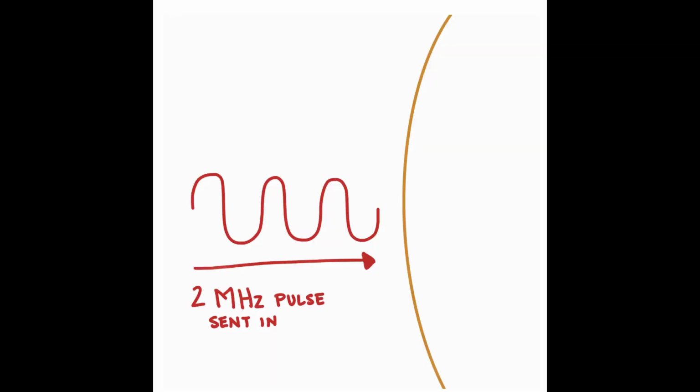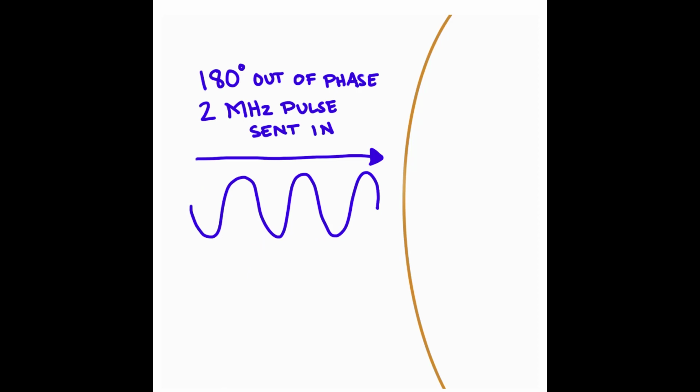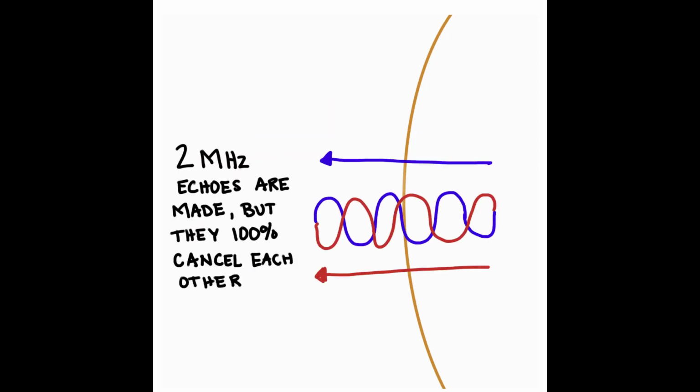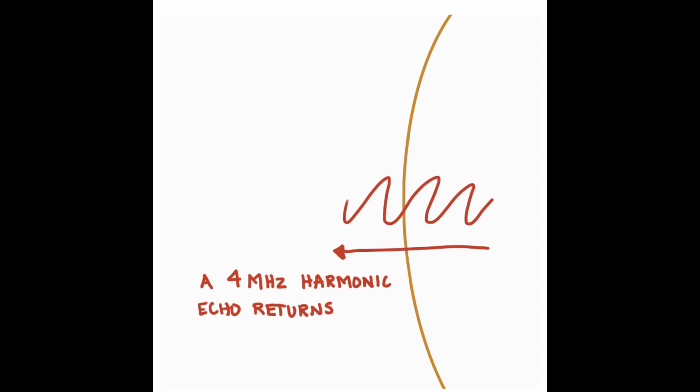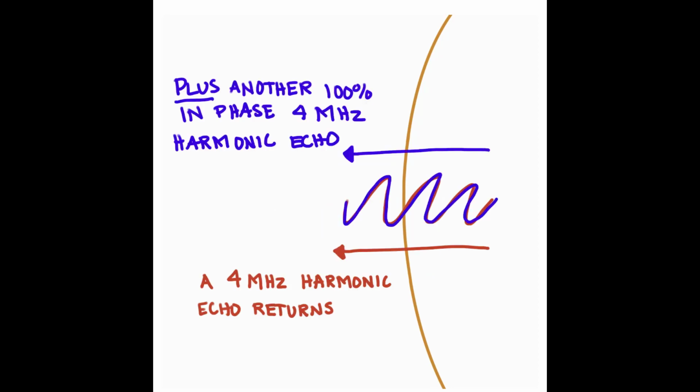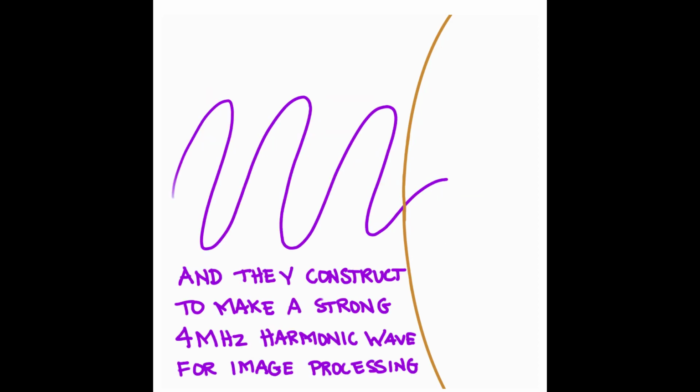So just as a visual again, a 2 megahertz pulse is sent in. We're also going to send in a 180 degree out of phase 2 megahertz pulse. Then those echoes are going to come back, and because they're 180 degrees from one another, they are going to cancel each other out. However, there's still going to be a 4 megahertz harmonic echo returning from both of the fundamental echoes. When you have those two 100% lined up, they double and make a stronger 4 megahertz harmonic wave.